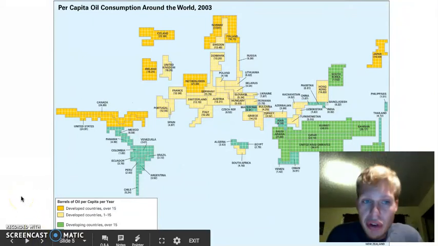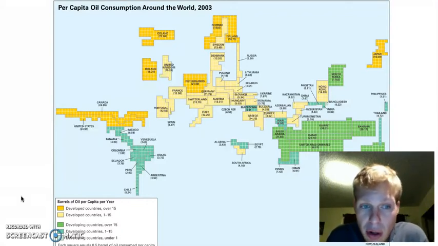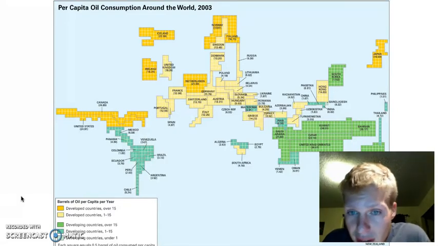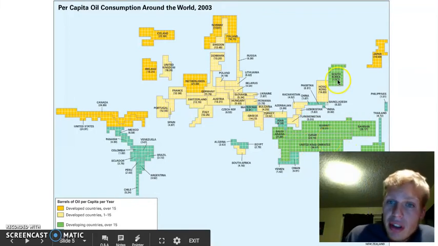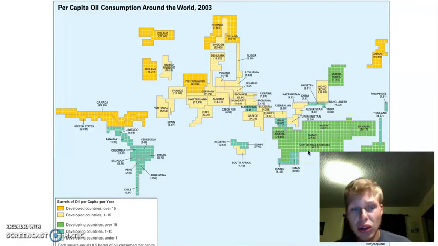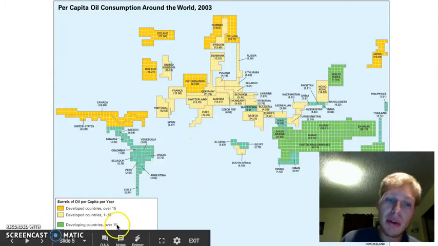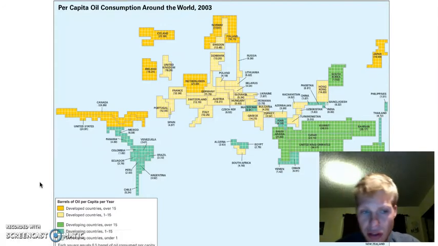So this is one that shouldn't really blow anyone away, to see that the United States is one of the larger users and consumers of oil in the world. But it is surprising to me to see how these developing countries are using so much oil. Just look at South Korea, Saudi Arabia, Kuwait. All these are developing countries, yet they're using a lot of barrels of oil per capita, so per person per year. Again, it's really important to look at the key to understand what we're talking about and the colors associated with the countries.